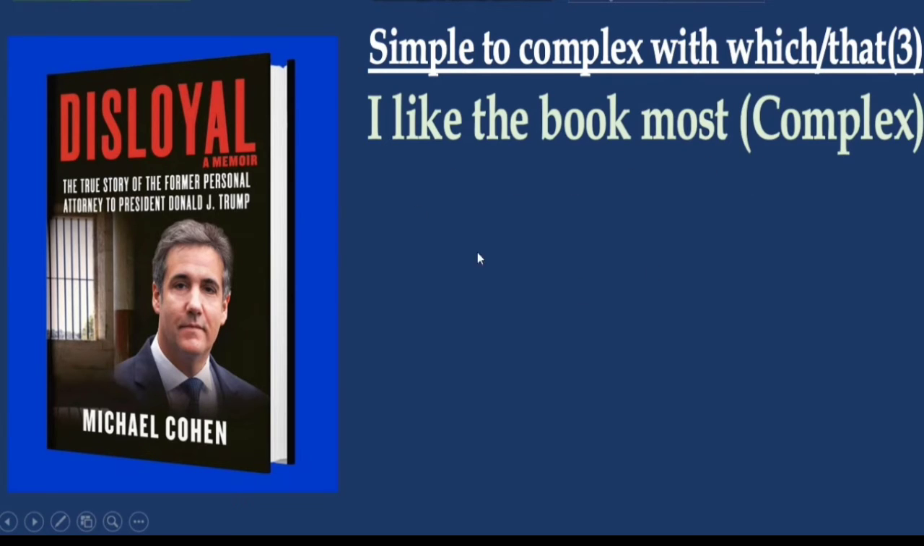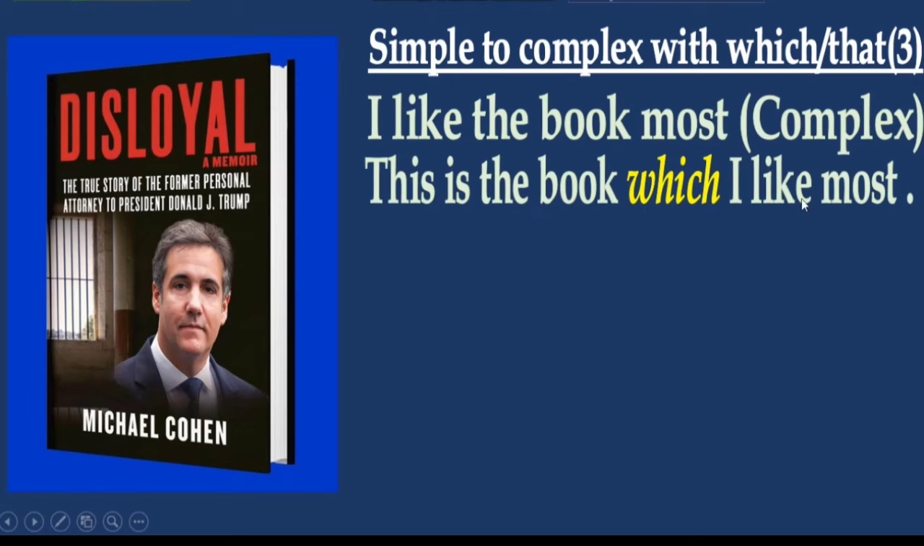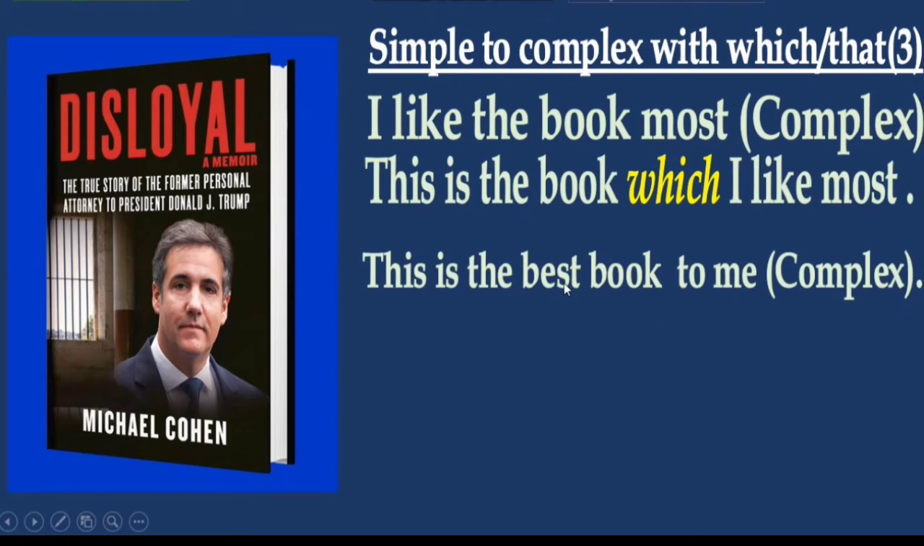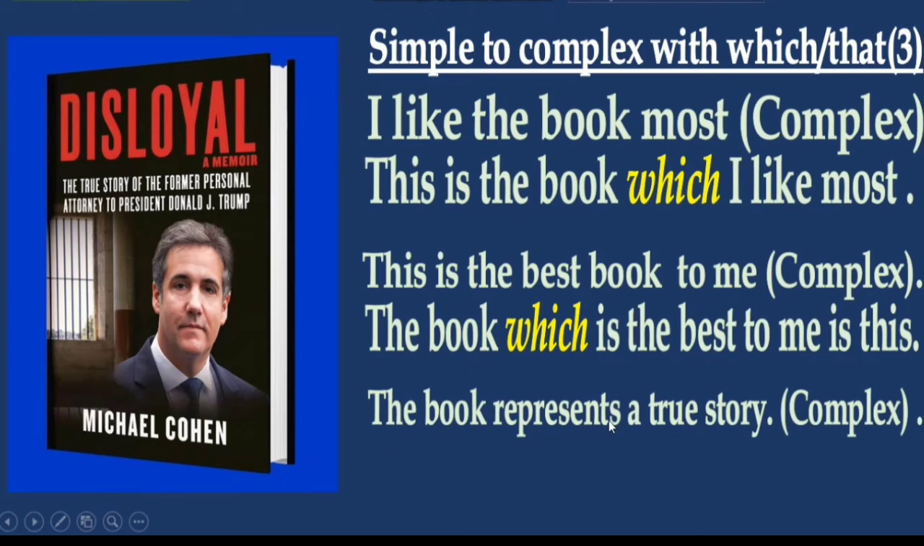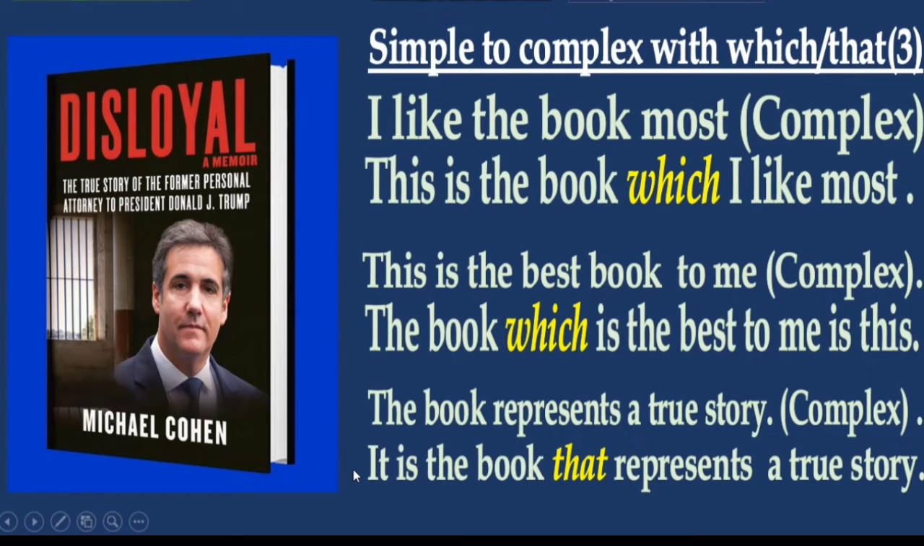I like the book most. This is the book which I like most. This is the best book to me. The book which is the best to me is this. This book represents a true story. It is the book that represents a true story. Yes, here we can also see that we can use different ways to make a complex sentence by using which or that.